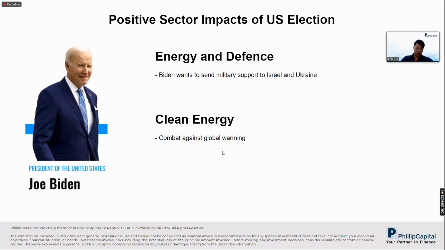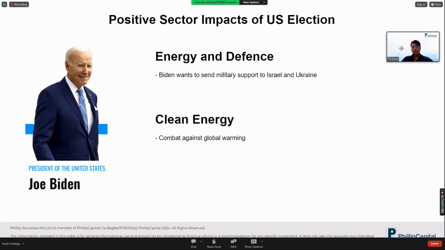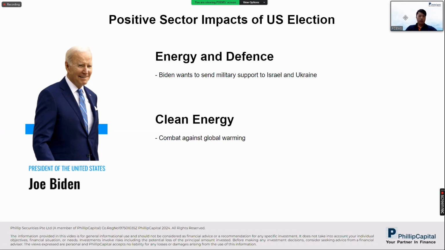If you are a Joe Biden supporter, you can see positive impact in these sectors, mainly energy and defense. This is because, as you already know, Ukraine and Russia have been at war for a period of time already, and just recently, Israel is also at war with Hamas. In one of his campaigns, Biden mentioned that he wishes to support Israel and Ukraine so that the war can end quickly. So you will see the energy and defense sectors having a potential upside.